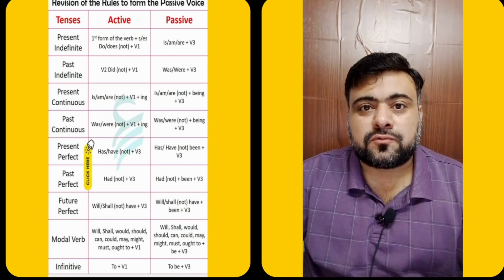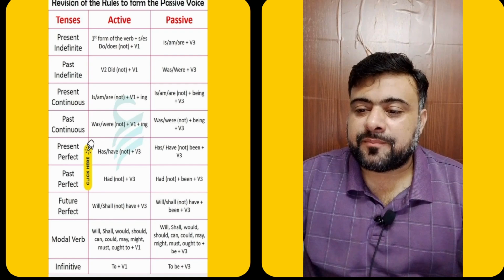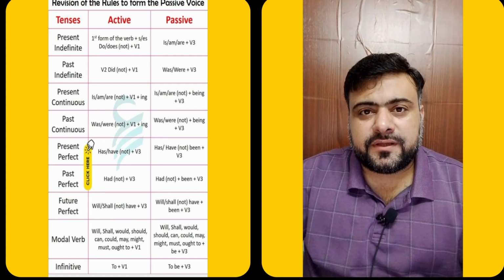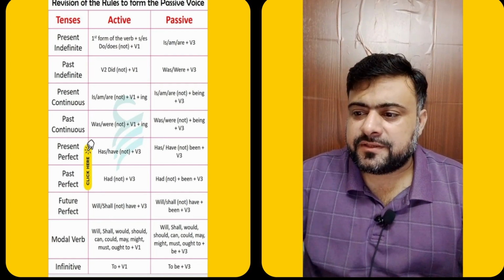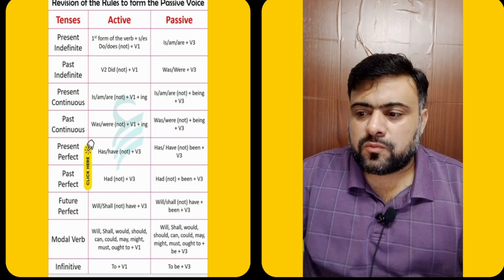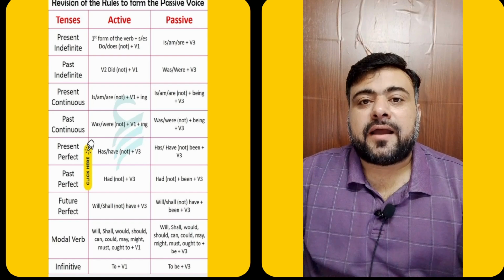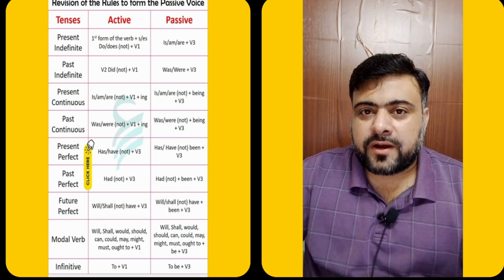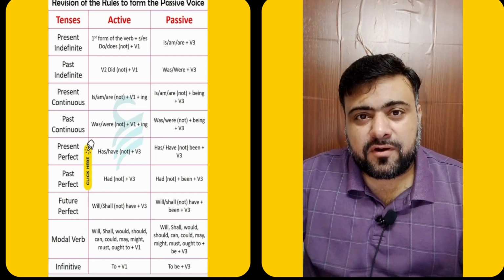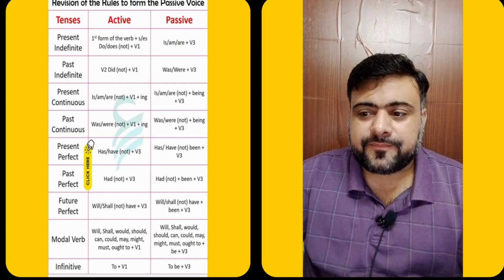I was writing a letter. This is the active voice of the past continuous. What will be the passive voice of the past continuous? We use was, the same was, were plus being plus the third form of the verb. Active voice, I was writing a letter. Passive voice, a letter was being written by me.